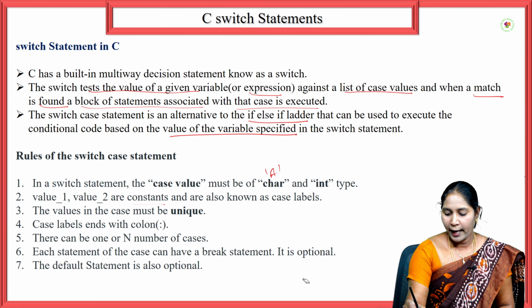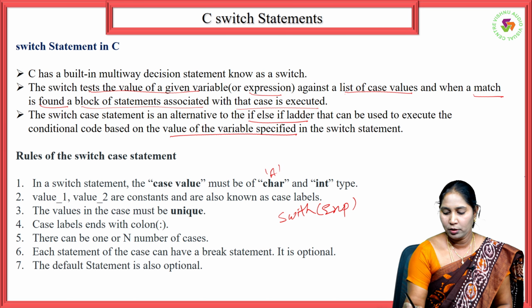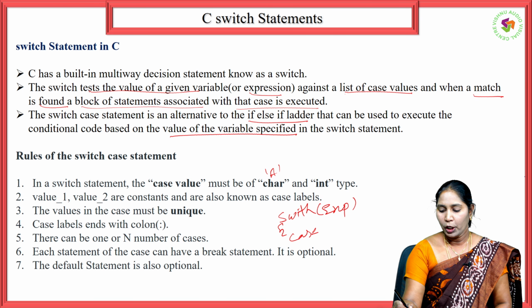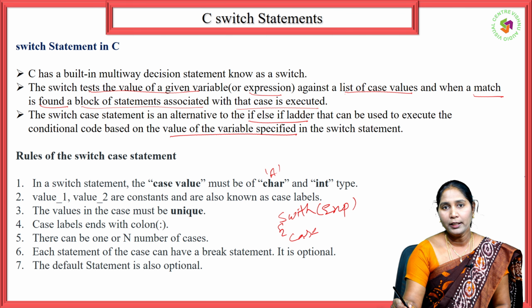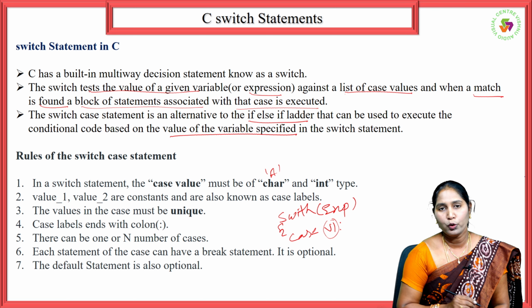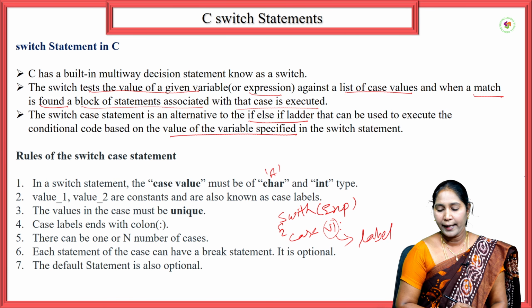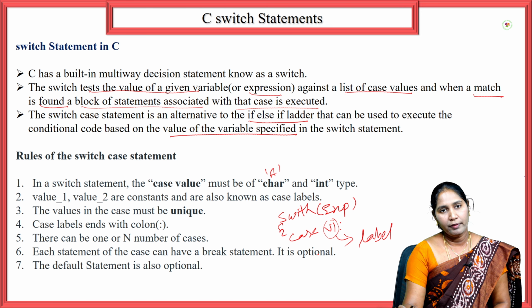Here I'll be writing switch, then specifying my particular expression, then opening flower braces, then we will be specifying the case. All these things should be written in lowercase letters only, and then the case will be followed by the values. I can take that as value 1, value 2, value 3, and so on to value n, followed by a colon. Value 1, value 2 can also be specified as a label. In some cases, we will write that as case label 1, case label 2, case label 3.